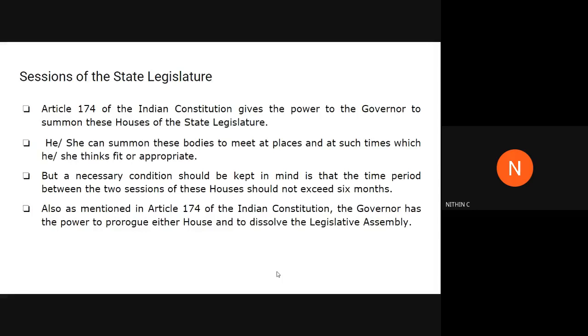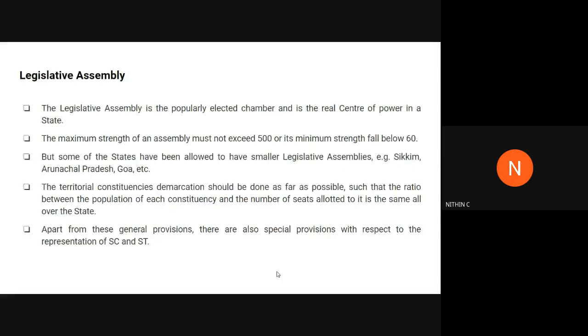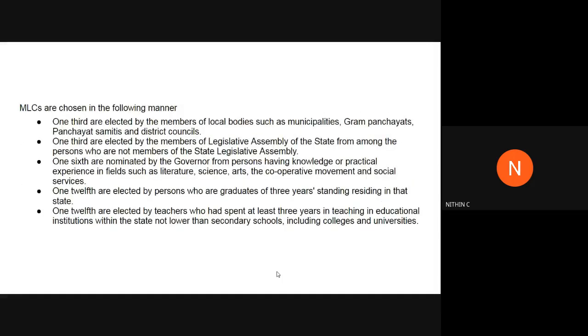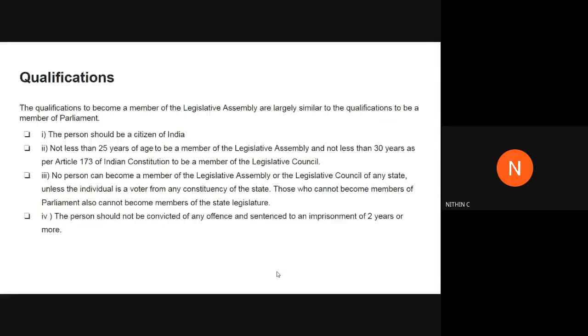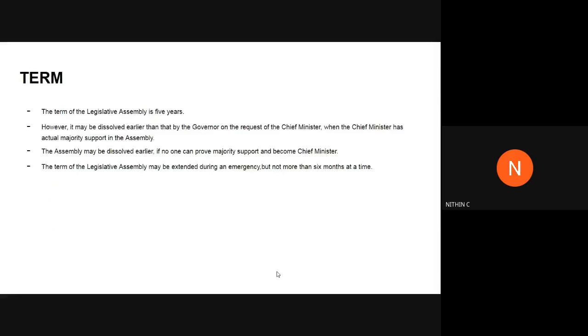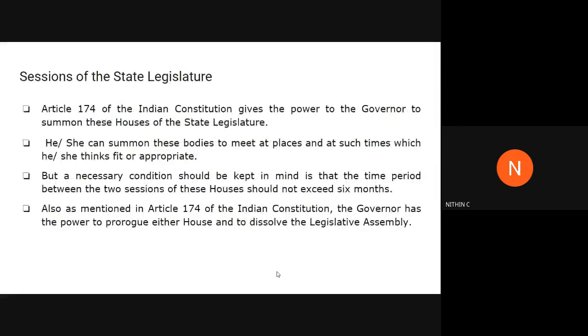I hope you remember the composition of the state legislative council. Yeah, this one. That was the state legislative council composition. And then we saw the legislative assembly. The legislative assembly composition means the members are elected by the people directly. In the legislative assembly in Kerala, the members we choose have been elected, right?